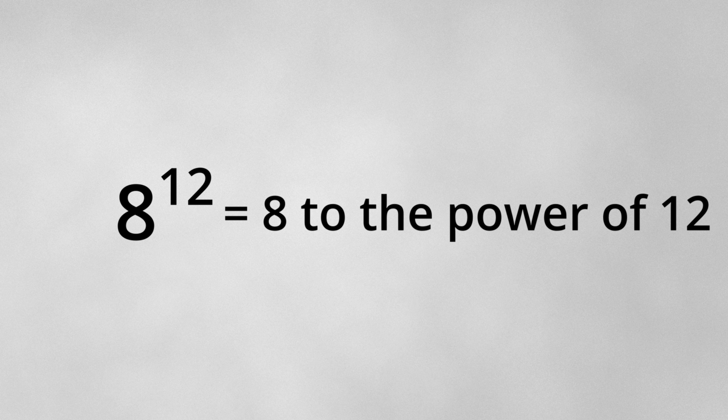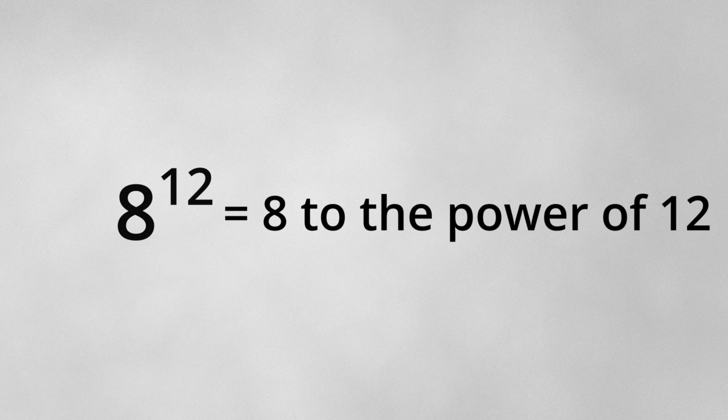Have you ever seen those tiny numbers at the top right of other numbers? Or sometimes, depending on your calculator, you might see them written like this. Those are actually called exponents. Another name for them is power. For example, here you have the number 8 with an exponent of 12. This can also be called 8 to the power of 12.